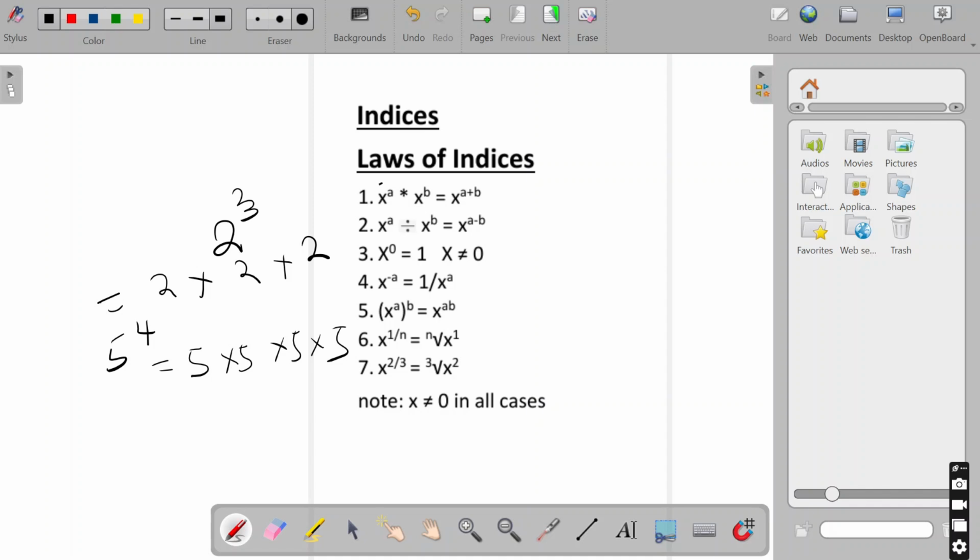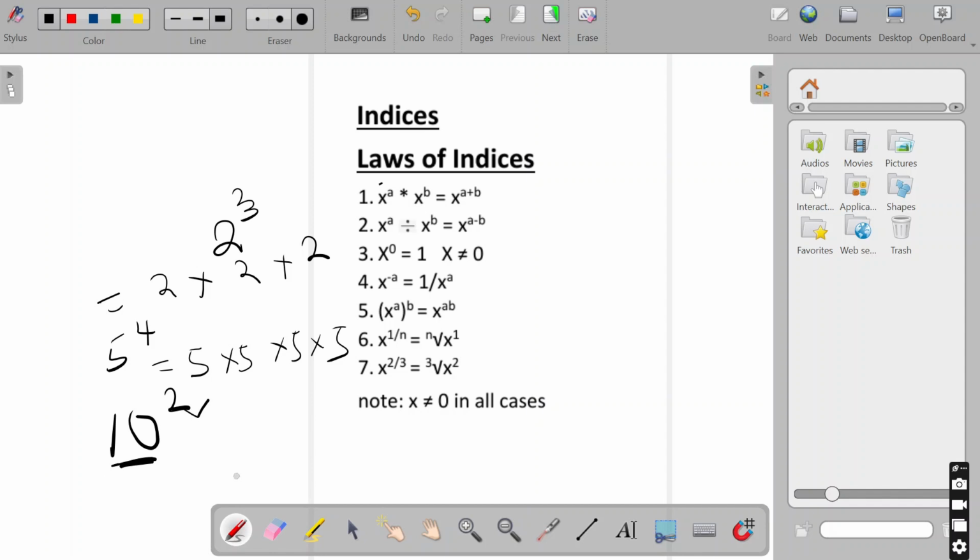So instead of writing a long multiplication, we write a base and an index. The small number at the top is called the index. For instance, in this example, we have 10 raised to the power of 2. 10 is the base, and 2 is the index.